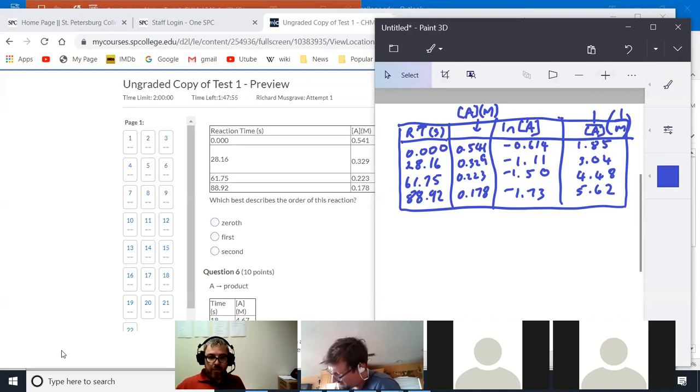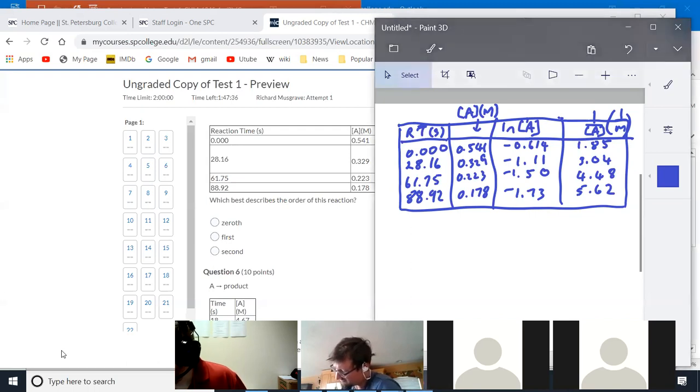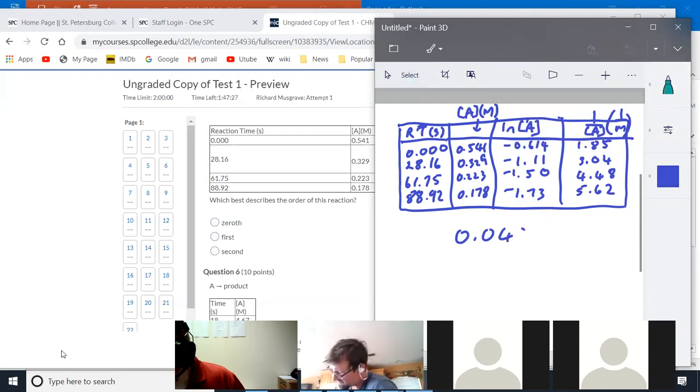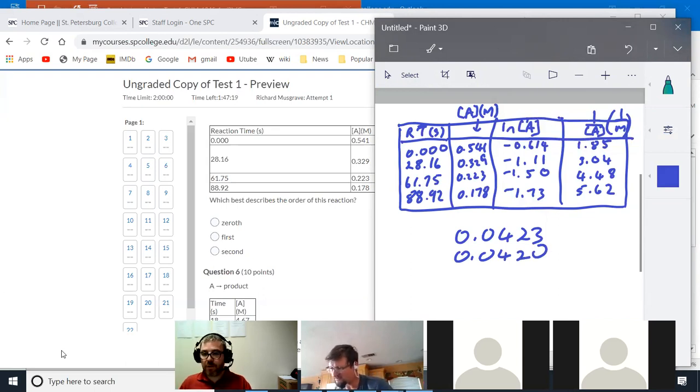Okay, does anybody have an answer yet? Can't be zero order. Is it first or second? I got second order. Yeah, second order. Could you tell me what slopes you got for the first and second points, and the last two points? For the first and second point, I got 0.0423, and for the last 2 points, I got 0.0420. Is that right? 0.0423 and 0.0420? That's what I got. Okay. Can anybody else confirm that?